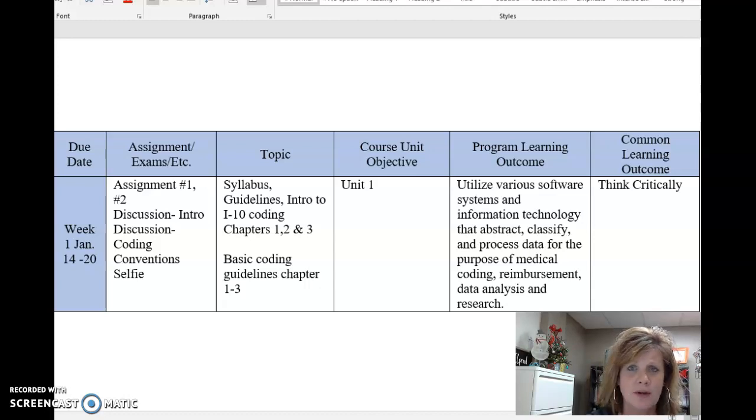So if anybody has any questions this first week, do not be afraid to send me an email. Chances are if you have a question, others have a question too, and I can address it as a group, possibly on the discussion board.